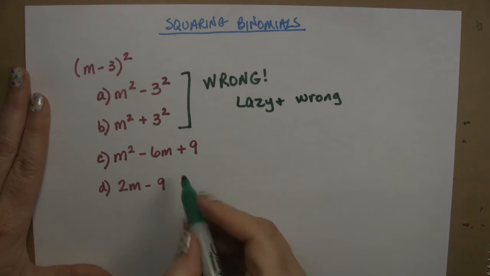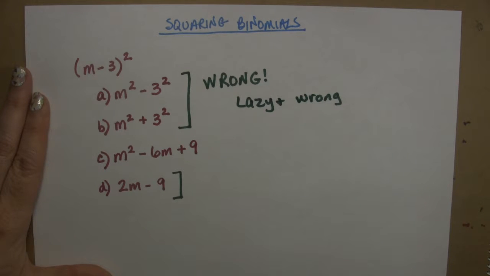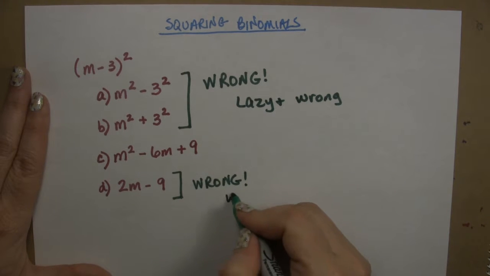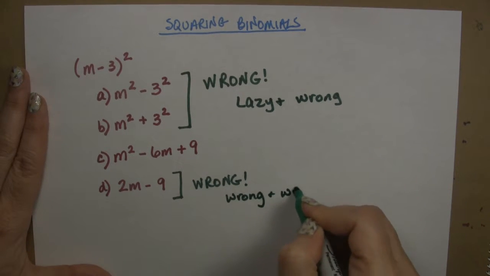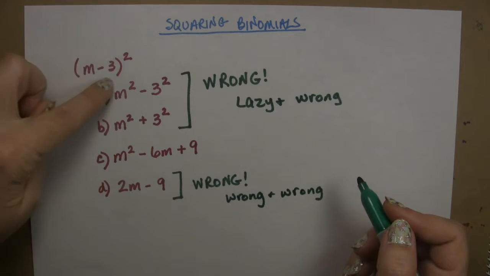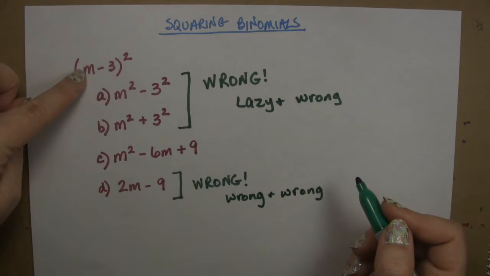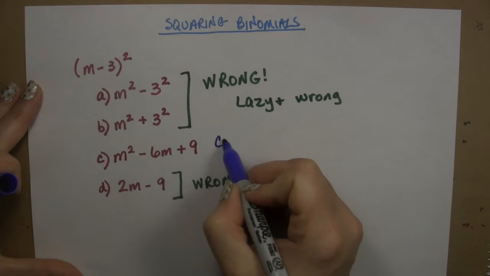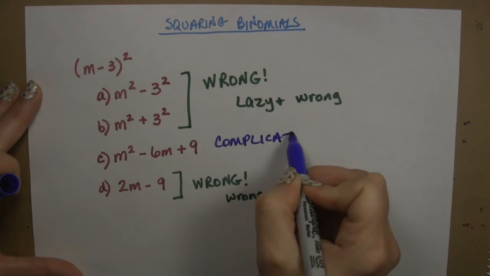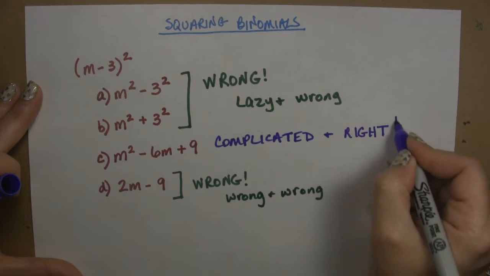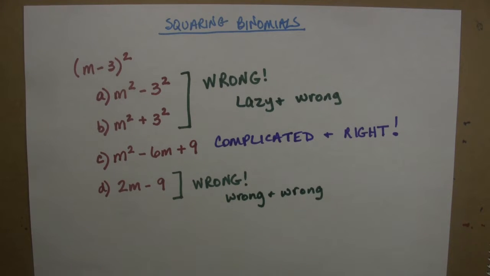Okay? Some of you might have picked this one down here, and this one is also wrong. And this one isn't lazy and wrong, this is just wrong and wrong. Here, I don't know what you were doing. You were taking this 2 and sticking it in front of the m, but then you still squared this, so you multiplied this by 2 and you squared. I don't know what you were thinking. You were wrong, and that was bad. Okay, so that leaves us with C, which is complicated looking, but it is also right. And that is the whole point of this video.